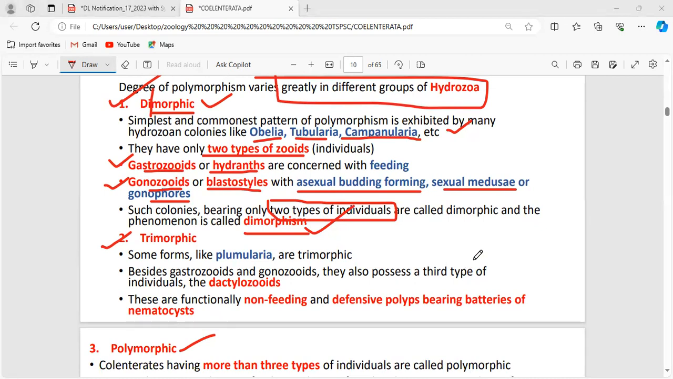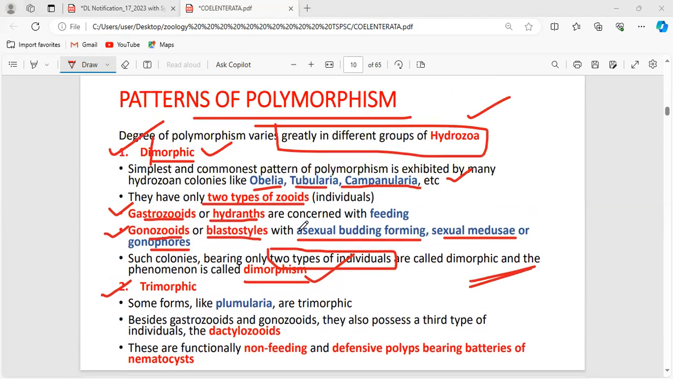Gonads are related to the sexual function, but from where are these gonads derived? Only from these zooids, okay? Gonozoids and blastostyles. These cells give rise to gonads. Asexual reproduction is different, sexual reproduction is different. From the gonozoids, it is destined whether it is asexual reproduction or sexual reproduction. Good. Okay. Are you okay with this dimorphic? Is there any confusion with respect to polymorphism? If you have any, just post it.